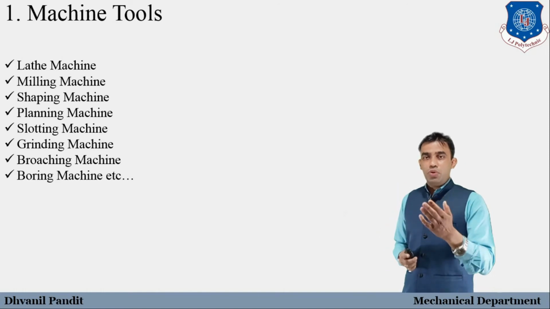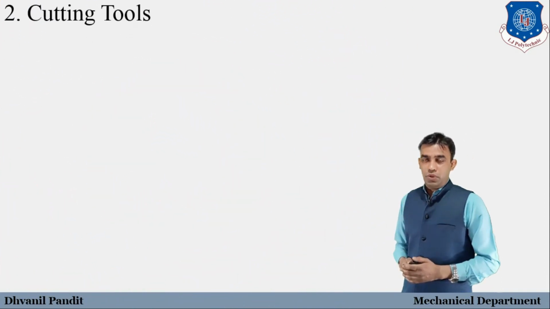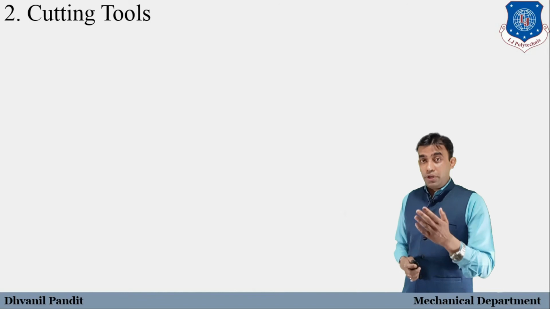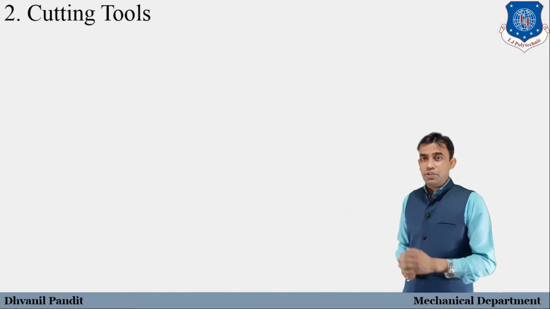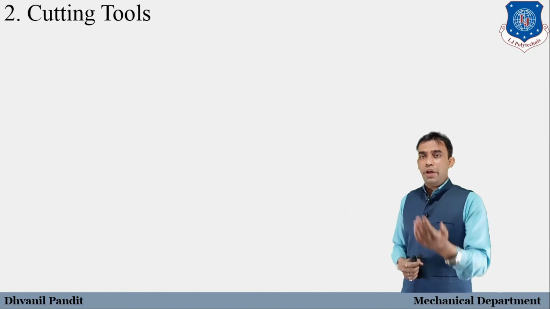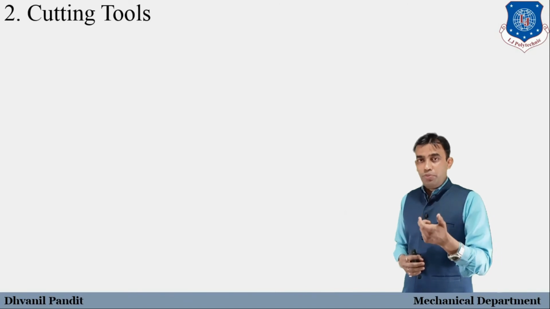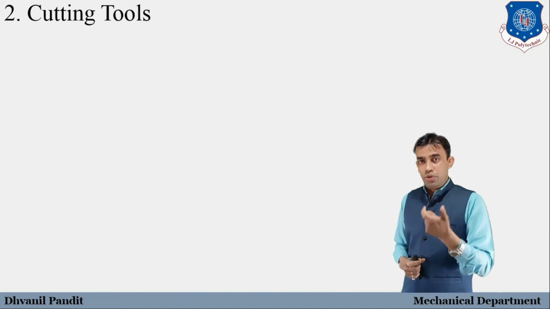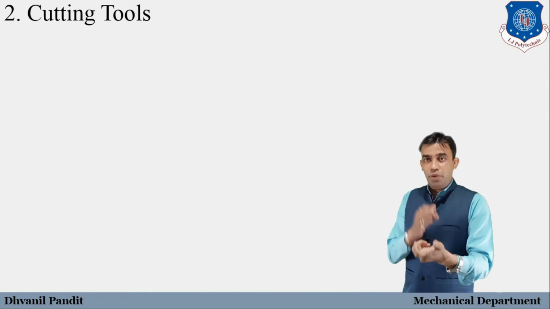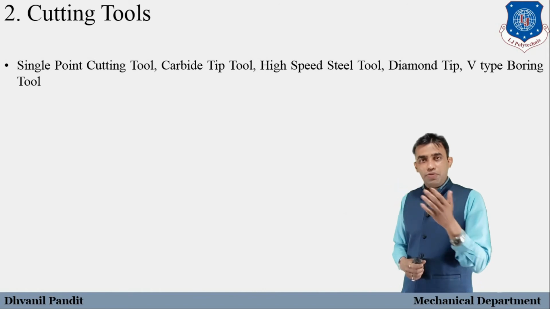Now let's move over to one more classification type: cutting tool. Cutting tools can be classified into two main categories: single point cutting tool and multi-point cutting tool. But in precise, as we are going to become tool engineers, tool designers, we will also consider single point cutting tools like carbide tip tool, high-speed steel tool, diamond teeth, V-type boring tool. These all are part of the cutting tool.